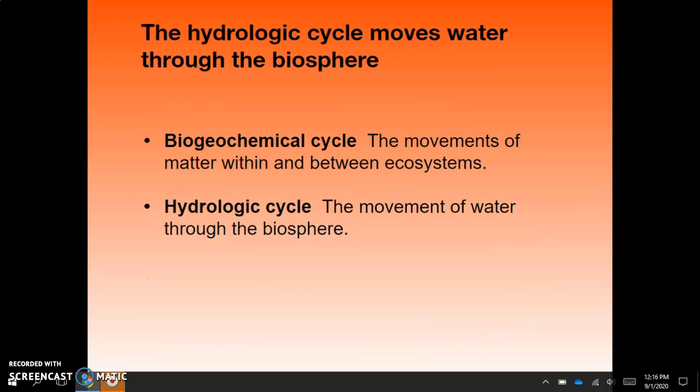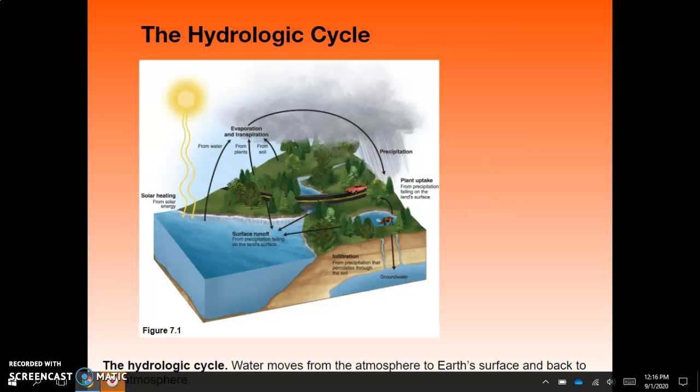So the first biogeochemical cycle that we're going to be talking about today is the hydrologic cycle. And this is what moves water through the biosphere. When I say biogeochemical cycle, we're just talking about the movements of matter within and between ecosystems. And the hydrologic cycle specifically refers to the movement of water through the biosphere.